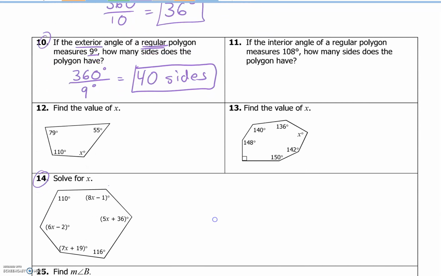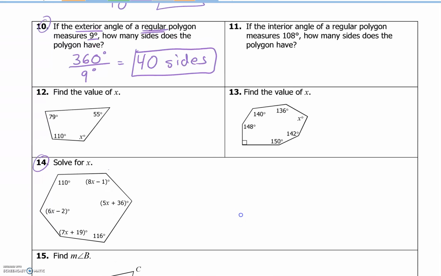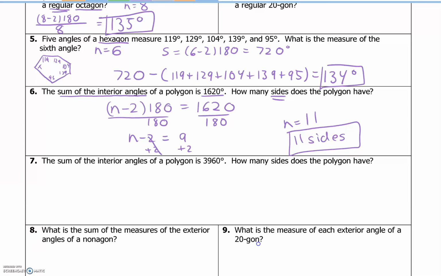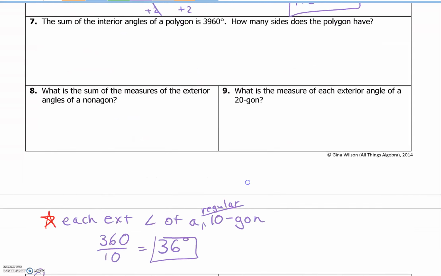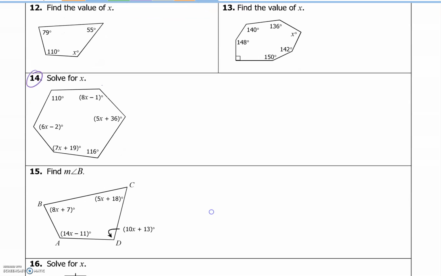All right. I'm going to skip on to number 14 for you now. 12 and 13 have a pretty similar idea to the one on the front sheet that we did. Pretty similar to number 5. 5 just didn't have a diagram. 14, a little more complicated. 14 is asking us to solve for x in a 6-sided figure.